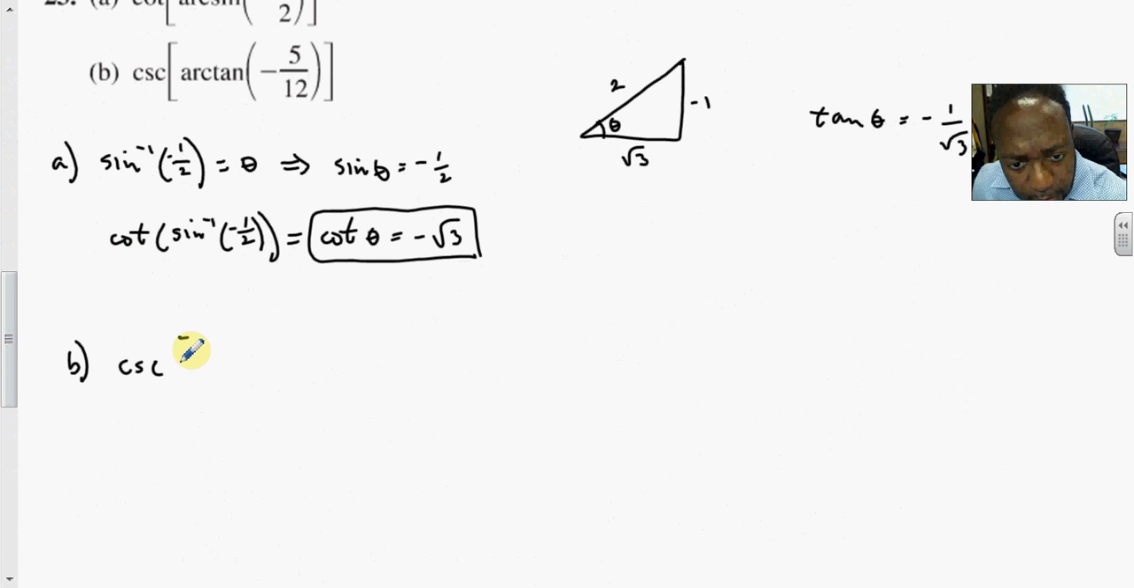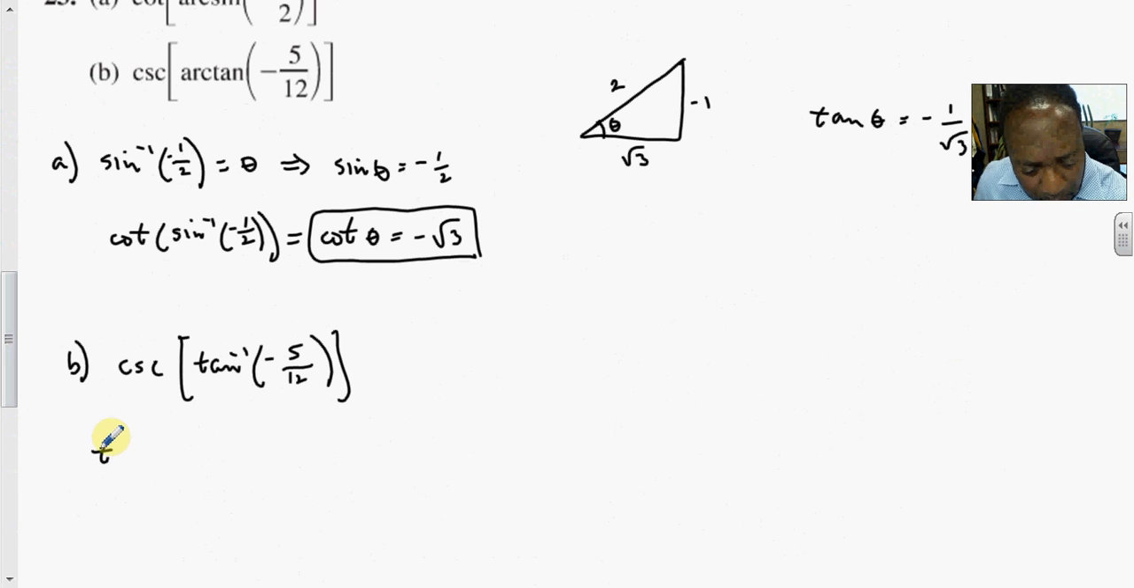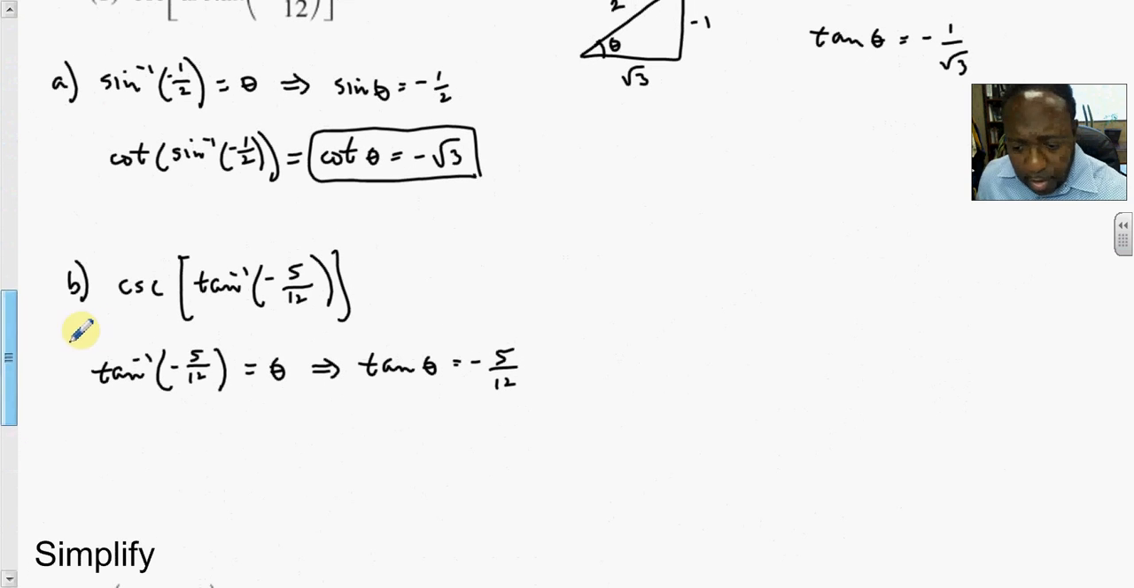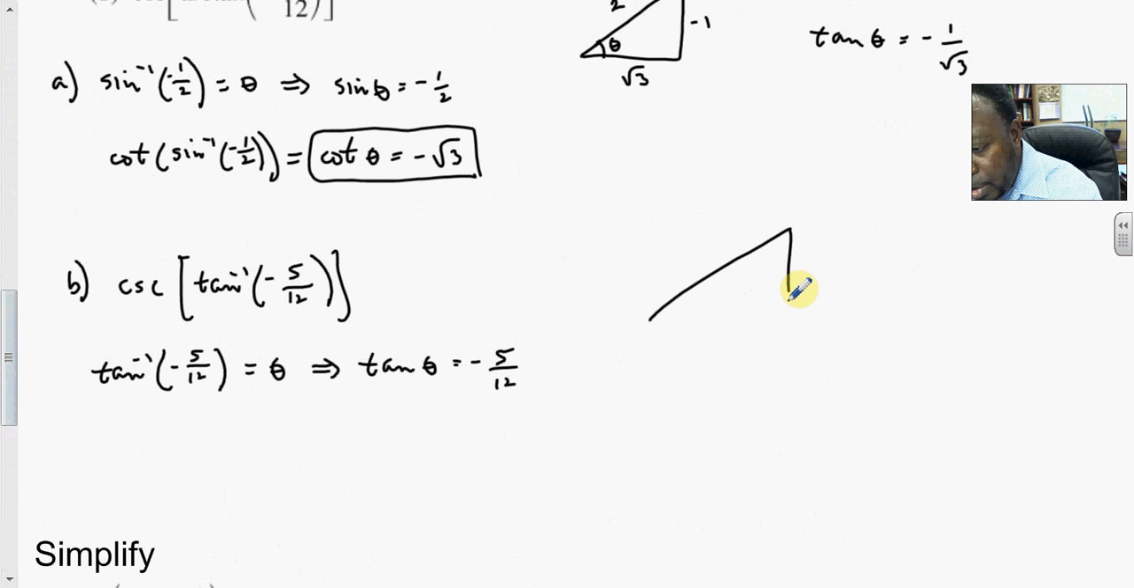The cosecant of tan inverse of negative 5 over 12. So here we consider tan inverse of negative 5 over 12. Let's say this is equal to theta. This implies that tan theta is equal to negative 5 over 12. Again, we use our handy-dandy notebook, draw a right triangle, and we label.